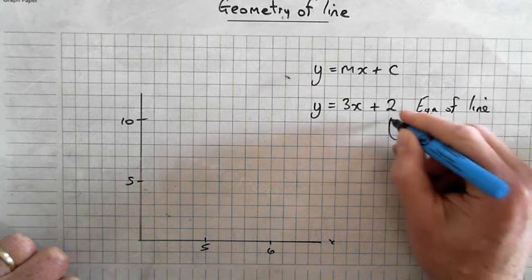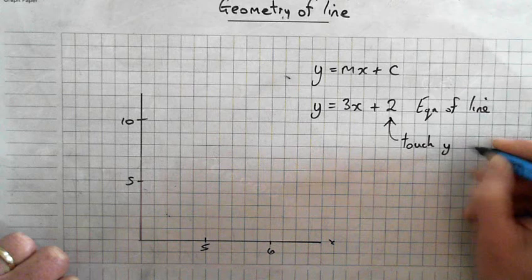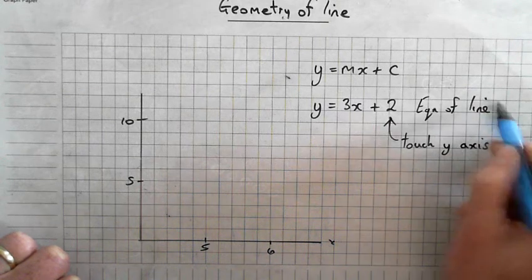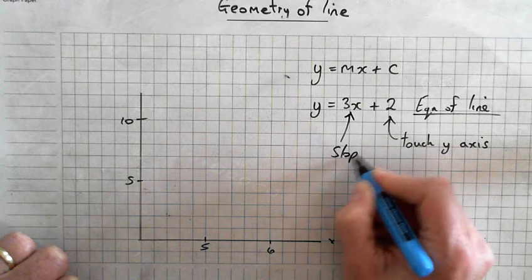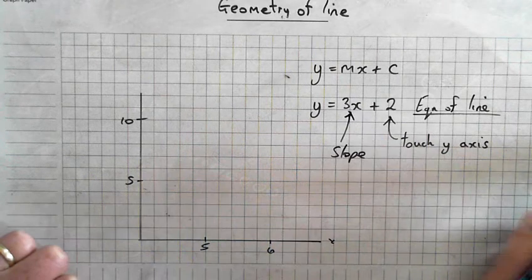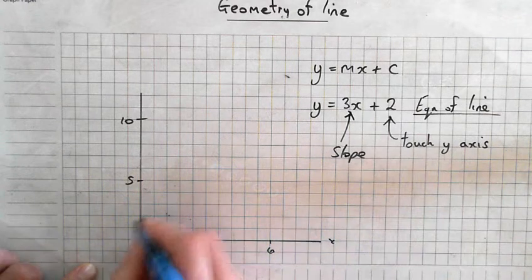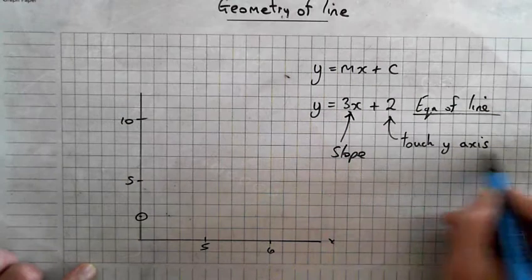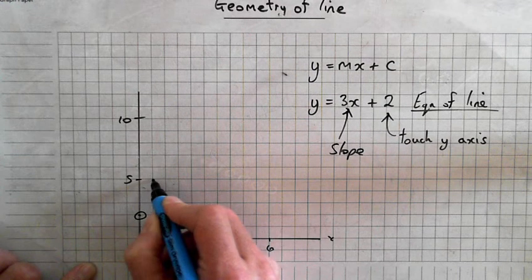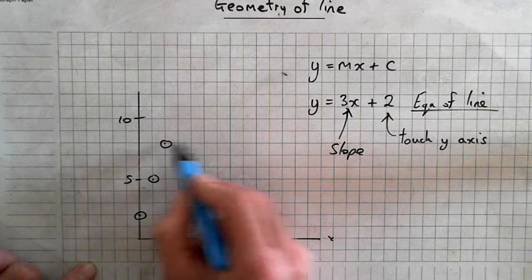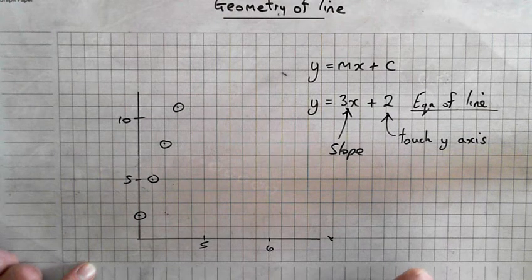This number here tells me where I touch the y-axis, and this number 3, the number in front of the x, is my slope. It touches the y-axis at 2. Slope is 3. So how do I draw the line? Over 1, up 3, over 1, up 3, over 1, up 3. Join the dots. That was easy enough, wasn't it?